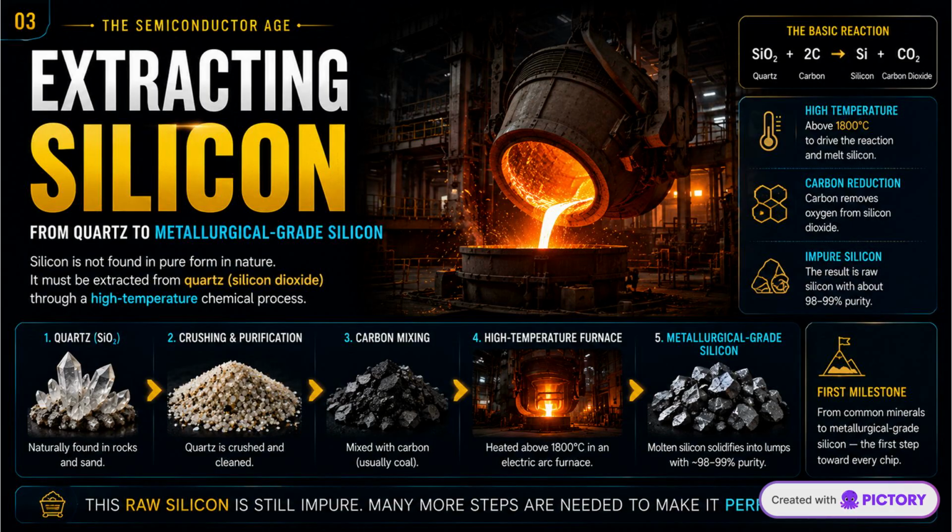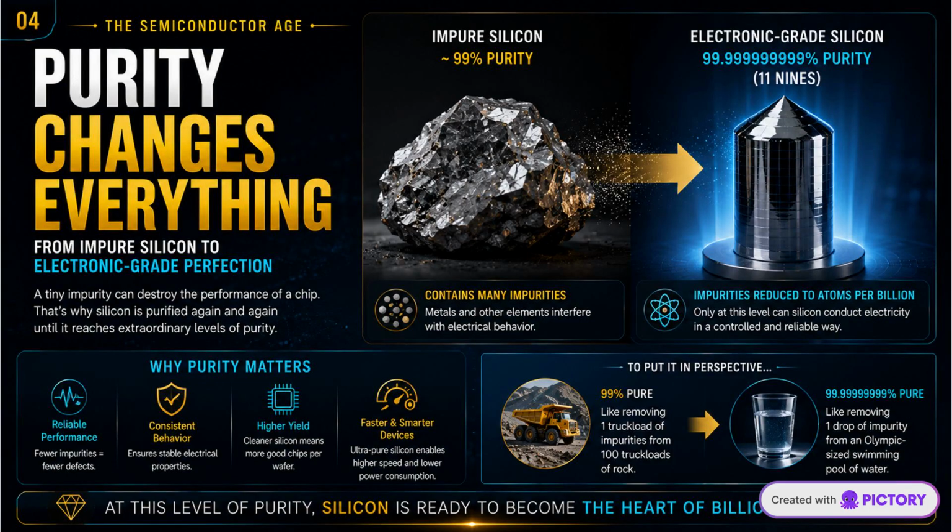Although it looks pure, it still contains far too many impurities for use in electronics. A computer chip demands perfection. Even tiny impurities can prevent a transistor from working correctly. That's why the silicon must undergo multiple purification stages until it reaches electronic-grade purity, reducing impurities to atoms per billion. At this level, only a few unwanted atoms remain among billions of silicon atoms.